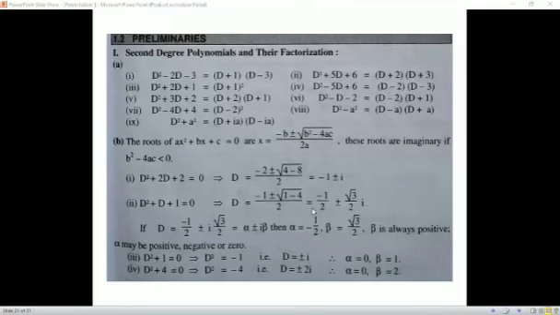So this D we can find by using the formula also. In this case, just see this. A is 1, B is 1, C is 1. So minus 1 plus minus root (1 minus 4) upon 2. So it is minus 1 by 2 plus minus root 3 by 2 i.